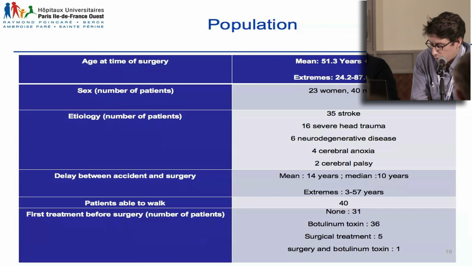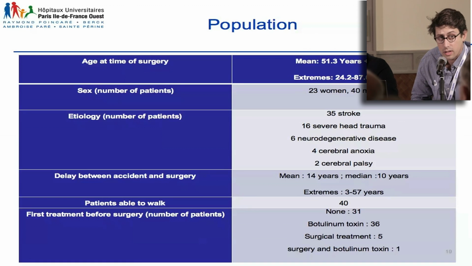So 63 patients, including 23 women, bilateral in 5 cases, and 40 men, bilateral in 2 cases, were included. The mean age was 51 years old. The main etiology was stroke in 35 patients, followed by traumatic brain injury in 16 patients, cerebral anoxia in 4 patients, neurodegenerative disease including multiple sclerosis in 6 patients, and cerebral palsy in 2 patients.